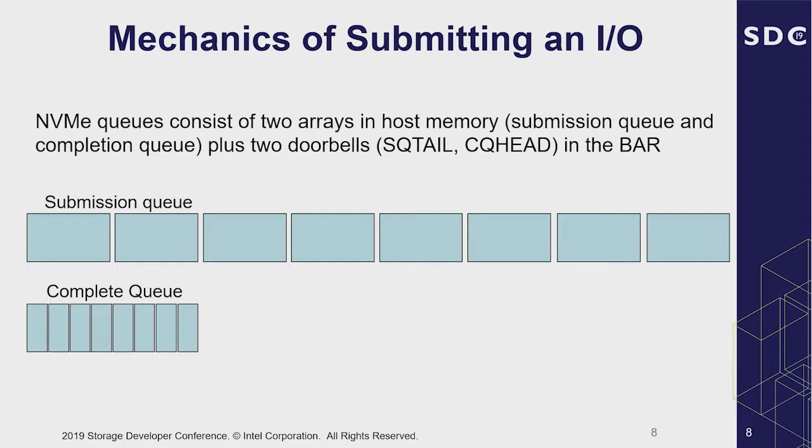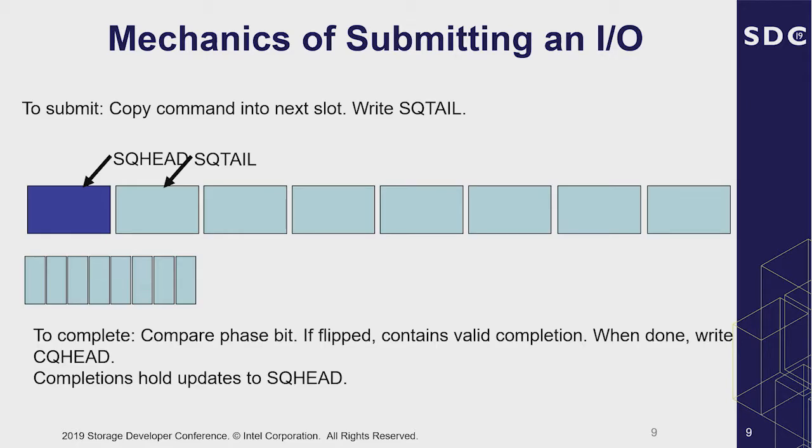All right, so to submit a command, you build a 64-byte command, and you put it at the end of the submission queue. The end of the submission queue is pointed to by SQ tail. So you copy the command in, and you write SQ tail, which is an MMIO, tells the device, hey, I put something at the end of the submission queue. The device DMAs that 64-byte command down, processes it, does whatever you told it to do. Then it will post a completion into the completion queue.